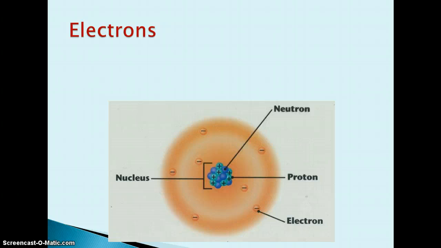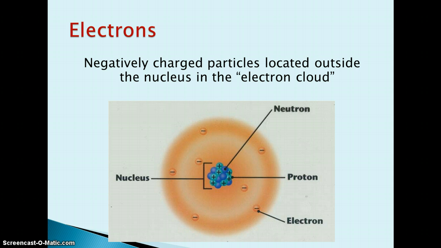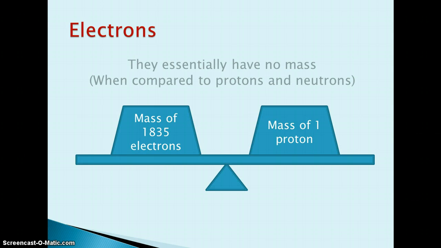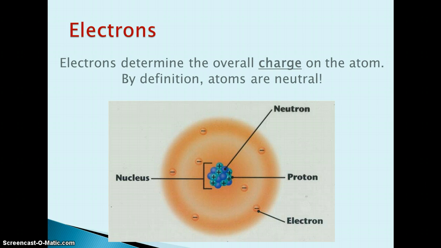So now we're getting to electrons here. And electrons are negatively charged, and they're found in the electron cloud. And essentially, they have no mass. So we don't count them when we get that atomic mass, or that mass number. Because if you take a comparison look here, to get the mass of 1 proton from electrons, you need 1,835. That's a lot. So electrons determine the overall charge, though, on the atom.